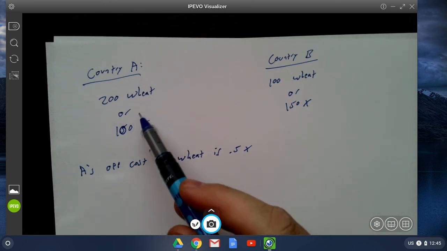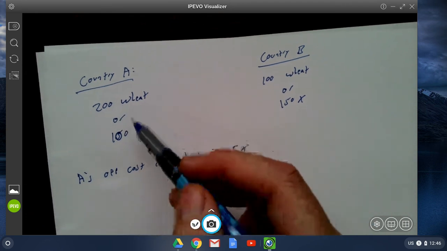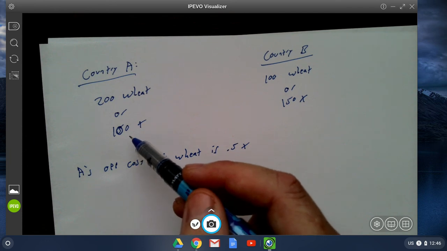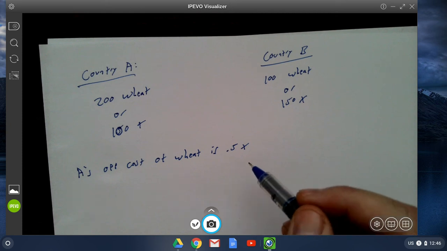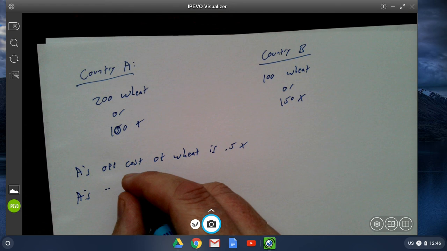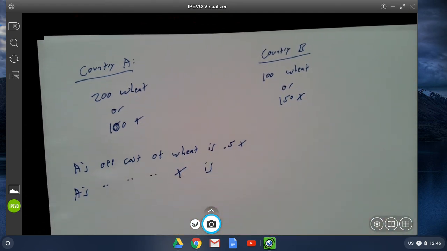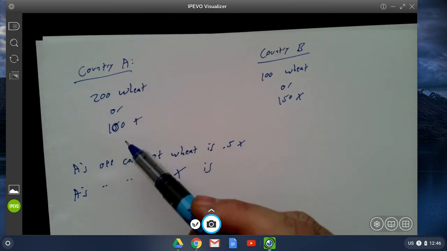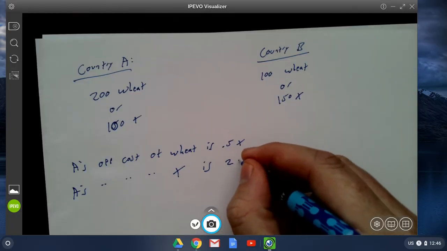Country A can make 200 wheat or 100 of product X. They can make twice as much wheat as product X, which means the opportunity cost of making wheat is 0.5 of product X. Let's go the other way. Country A's opportunity cost of product X is going to be 2 wheat, right? Because they can make twice as much wheat. So if they choose to put all their energy into making 1 unit of good X, that means they're going to give up 2 units of wheat.